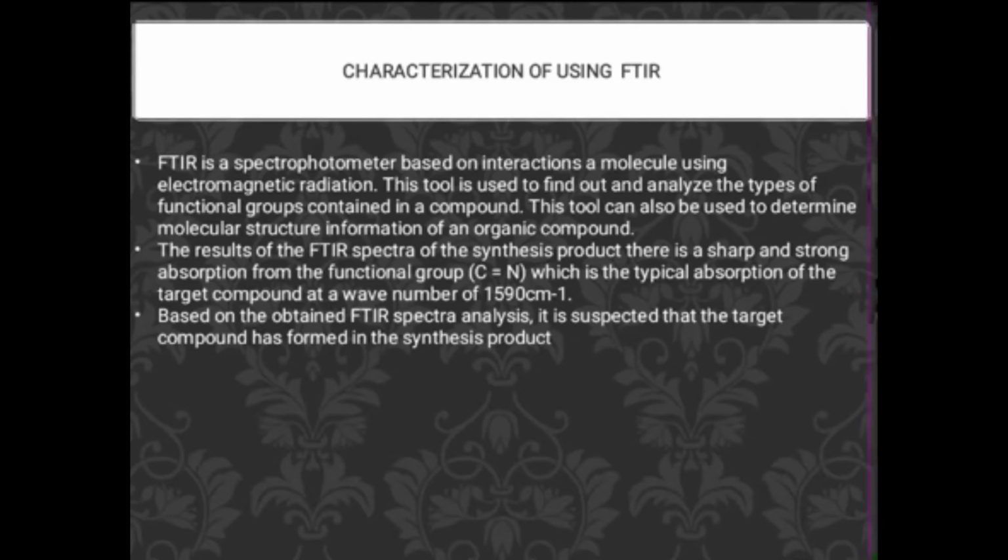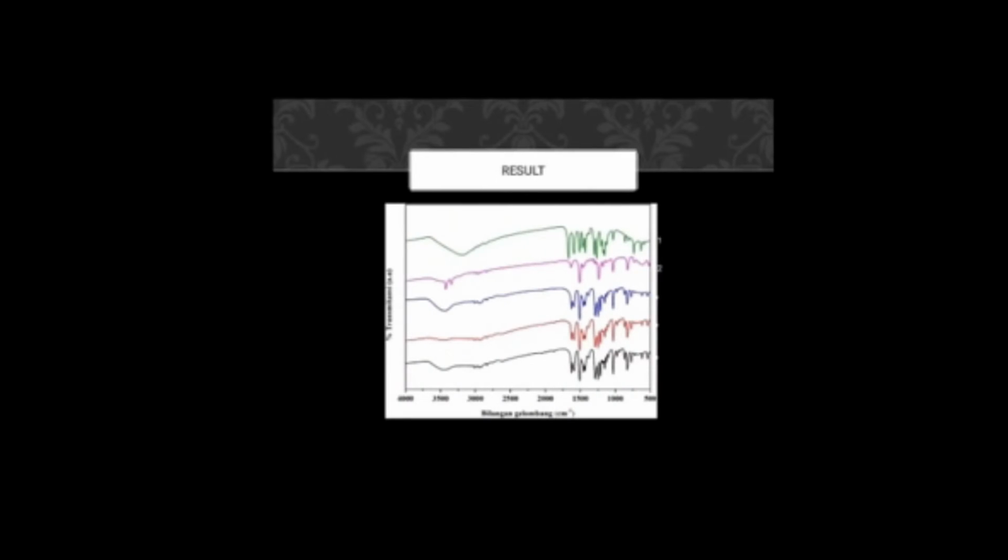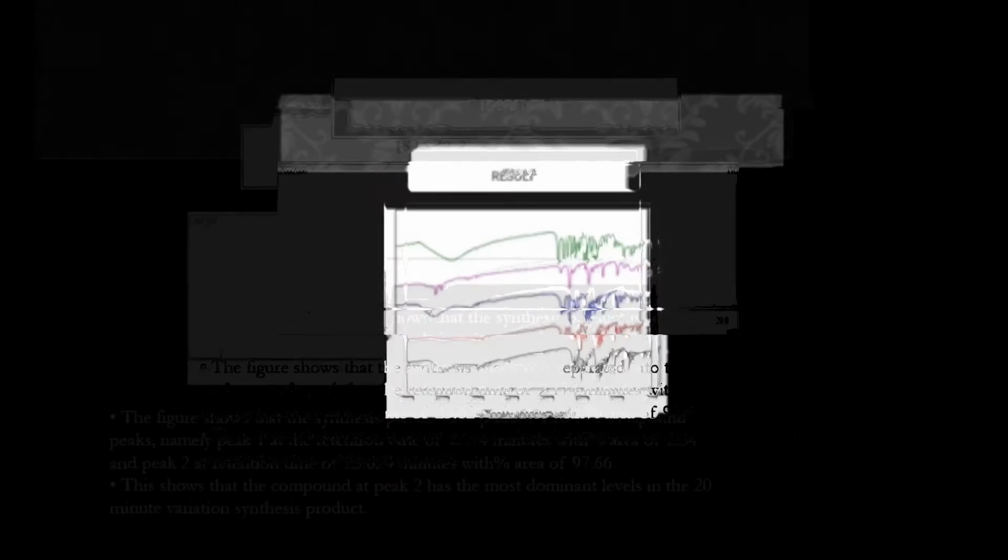The result of the FTIR spectra of the synthesis product shows a sharp and strong absorption from the functional group CN, which is the typical absorption of the target compound, at a wave number of 1519 cm. Based on the obtained FTIR spectra analysis, it is suspected that the target compound has formed in the synthesis product. Next is the result of the FTIR spectra.